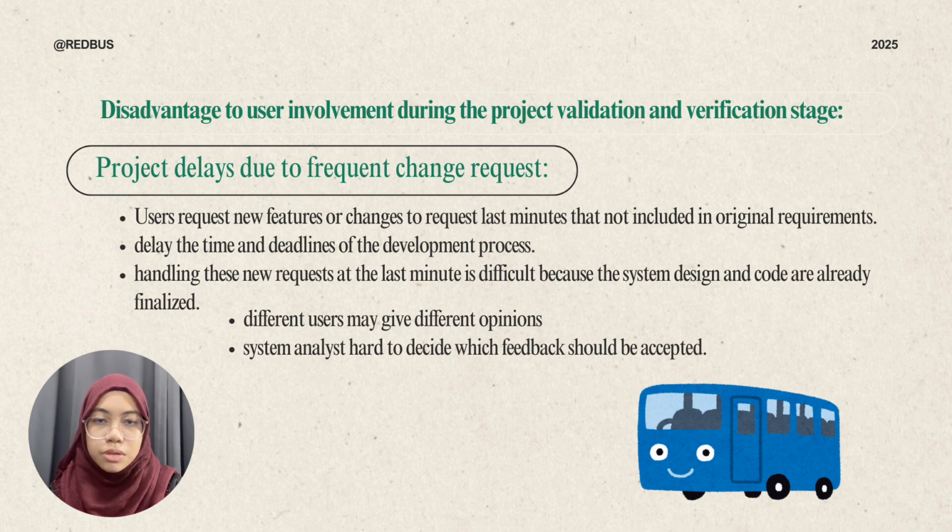For example, users may request a change to add new payment methods to the system, such as GrabPay or ShopeePay, during validation testing. As a system analyst, handling this new request at the last minute is difficult because the system design and code are already finalized. Furthermore, different users may give different opinions, which can lead to conflicts in decision making. This makes it hard for the system analyst to decide which feedback should be accepted.